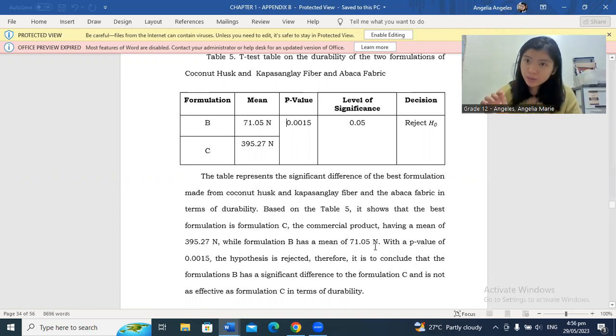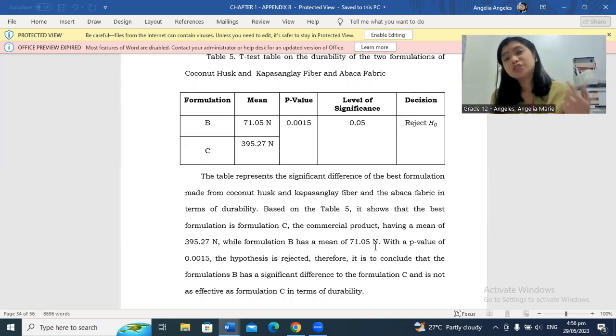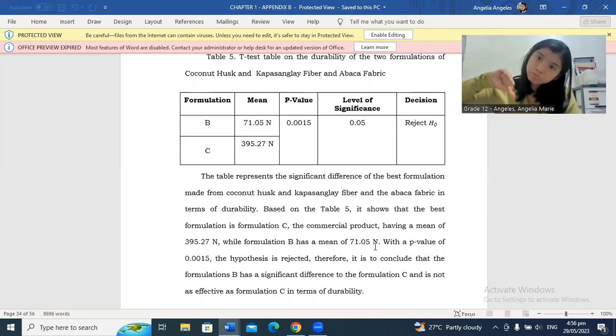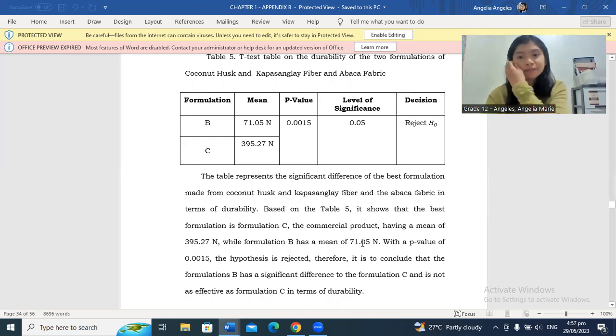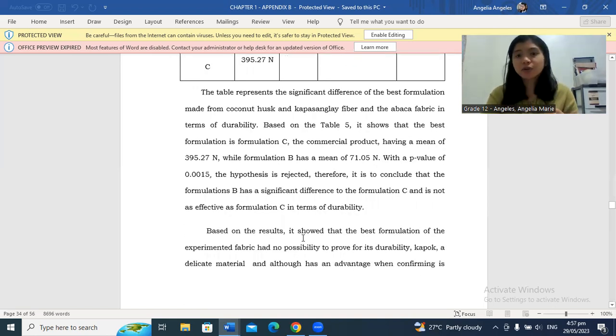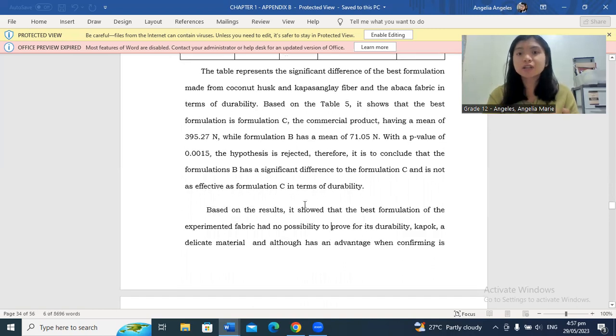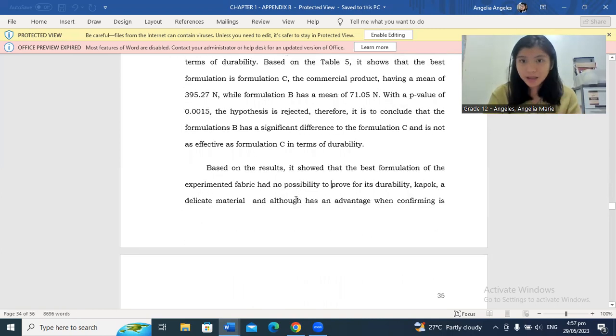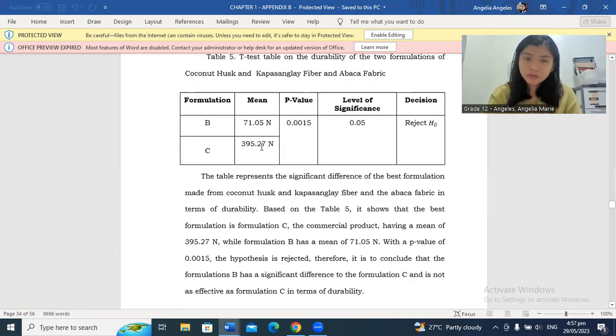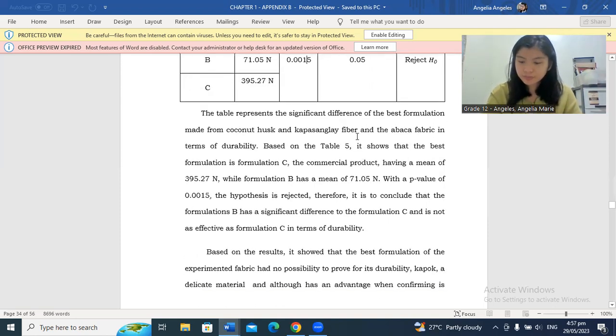Okay, so ibig sabihin nun, the formulation B is not as effective as formulation C in terms of durability. So, sad again. Okay. So, ito na naman yung corroboration and negation. Just read it para maintindihan niyo pa, okay? Again pala, force ang ginamit natin dito. Force, not weight. Okay? So, ayun.